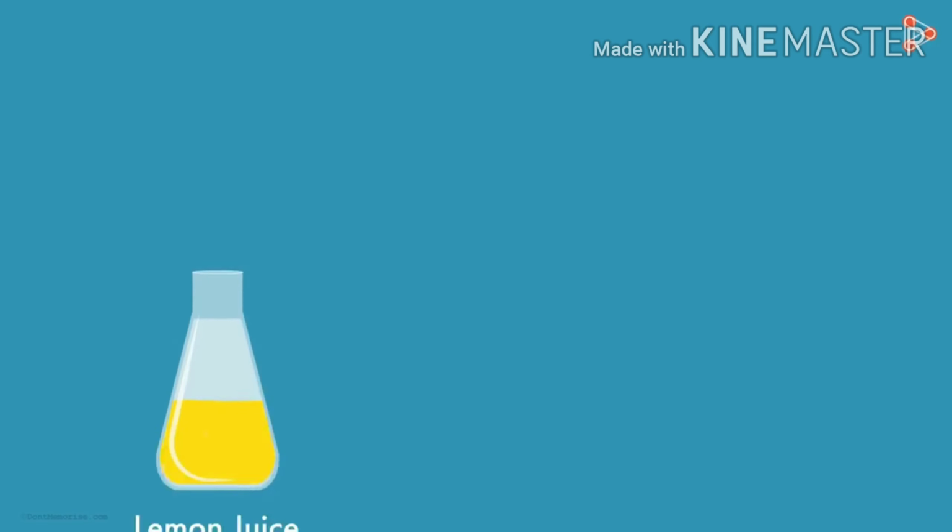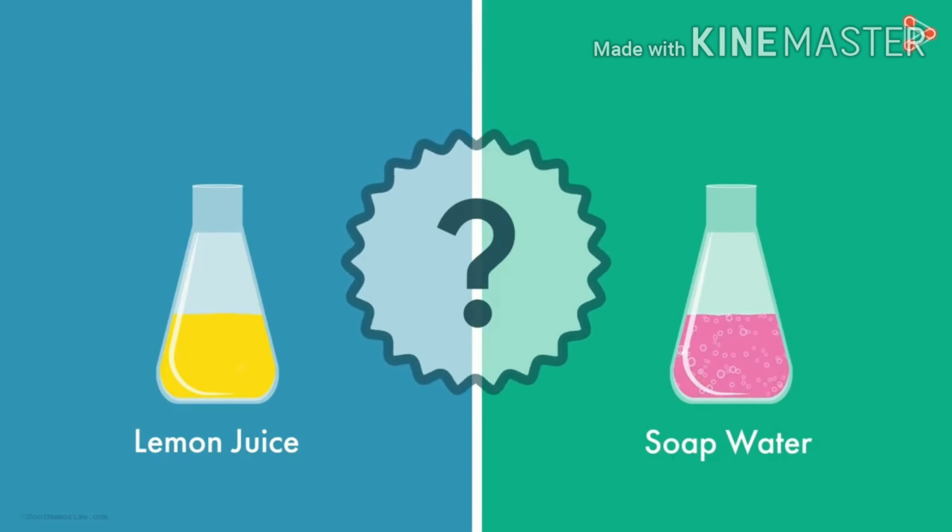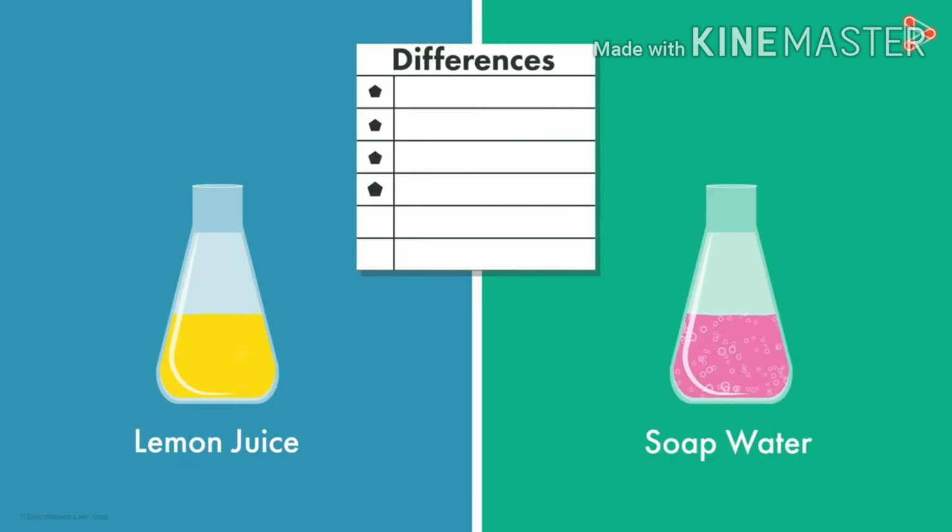Now we shall watch a small animated video which will give you an idea regarding acids, bases and salts. If we are given lemon juice and soap water in two different beakers, will we be able to list the difference between the two? Perhaps the list will begin with the different colors, appearance and so on. But these are just properties that we can see. Are these the only differences?